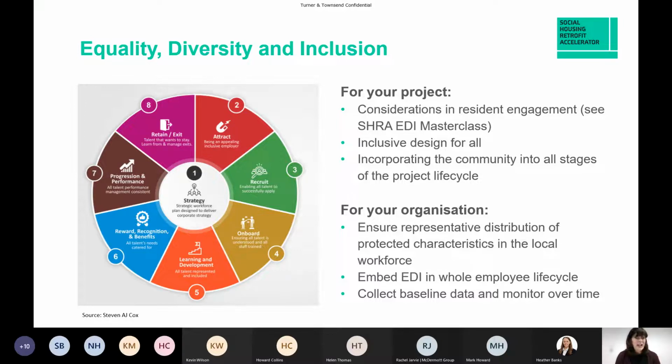And again, it's great to share. This one's a recorded masterclass as well, and others that you can then use with other colleagues, and again, get everyone onto the same page. So the important thing about things like EDI, again, is inclusive design for all.